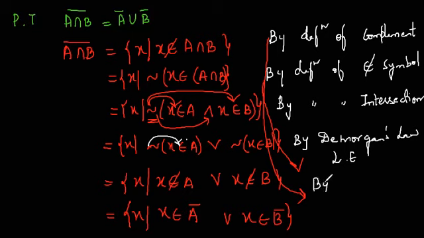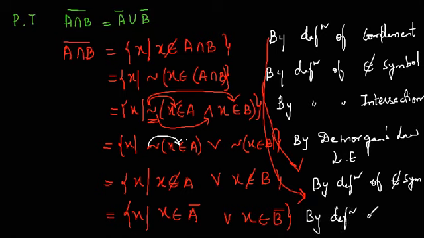So the first one was by definition of does not belong symbol, and the last is by definition of complement. Now if you notice, we have almost got our result. The only thing which is to be changed is the or symbol, which is to be changed to union, and we are supposed to write it in the normal notation.